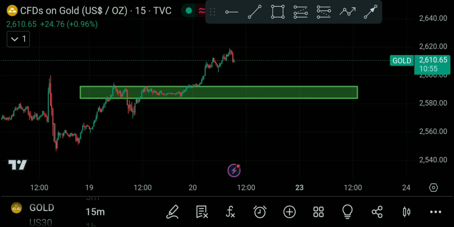Also, there are certain key areas that the normal support and resistance cannot show you, but if you use a trend line, you're definitely going to get those key areas to get your entry. Normally you use these trend lines to get your entry.